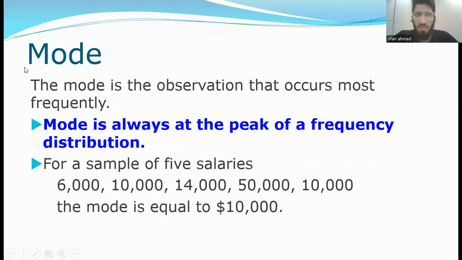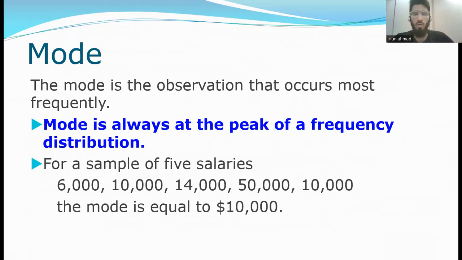Now coming toward the third term, that is mode. Mode is the observation that occurs most frequently. The first one is the mean, where we sum up and divide by the total number. This is the mean. And then for the median, you have to order them, and then take the middle one, from which there is the same number of observations on the left and right side. So this is the median.